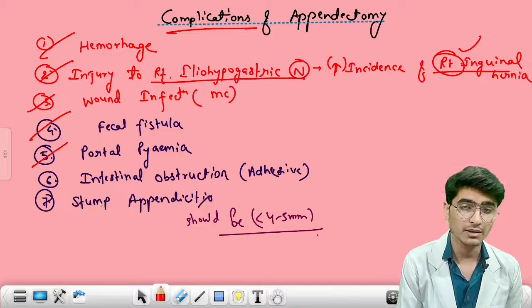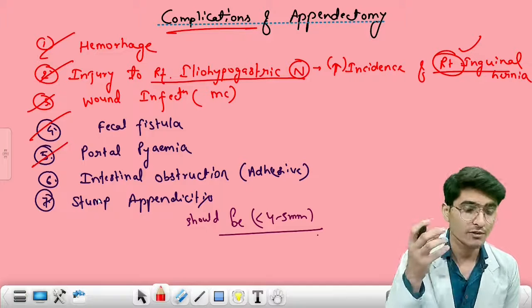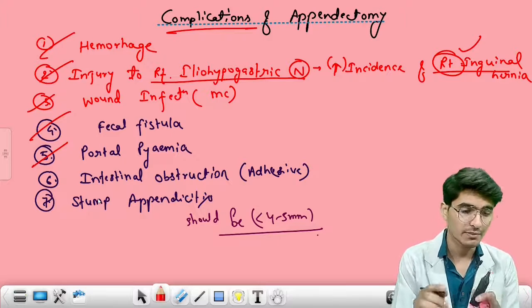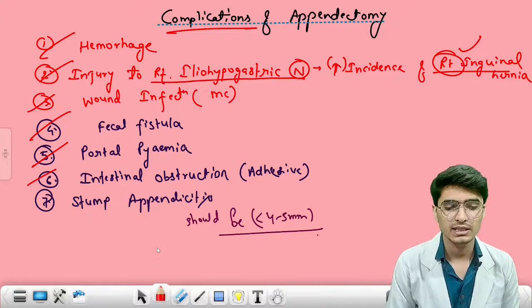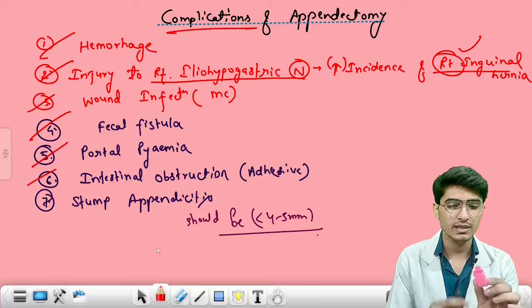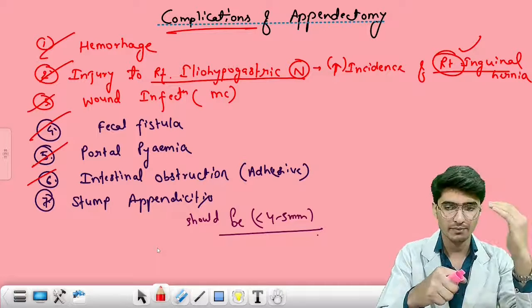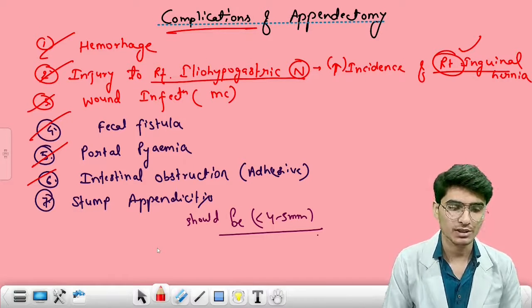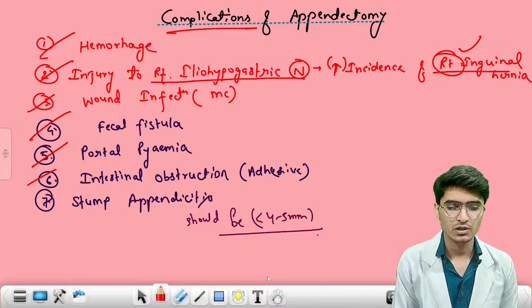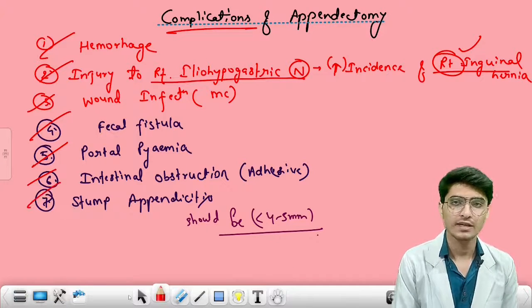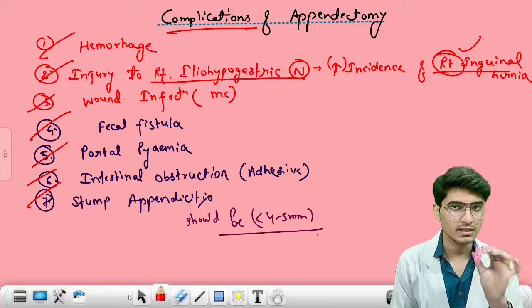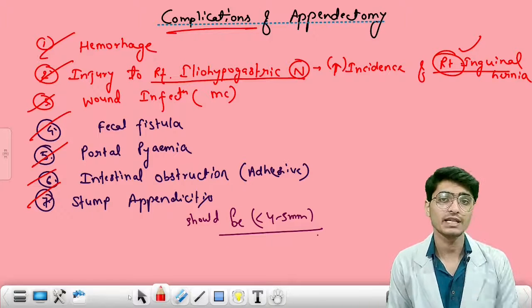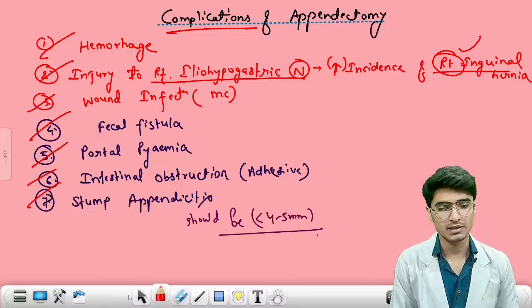Followed by portal pyemia. The inflammatory content is poured into the portal vein as drainage, which is called portal pyemia. The next complication is intestinal obstruction. The inflamed base, where we have closed the defect, can join with the bowel, leading to bowel obstruction. The next complication is stump appendicitis. If the stump left behind is more than 4 mm, basically 5 to 6 mm, there is more risk of getting appendicitis. That is stump appendicitis.